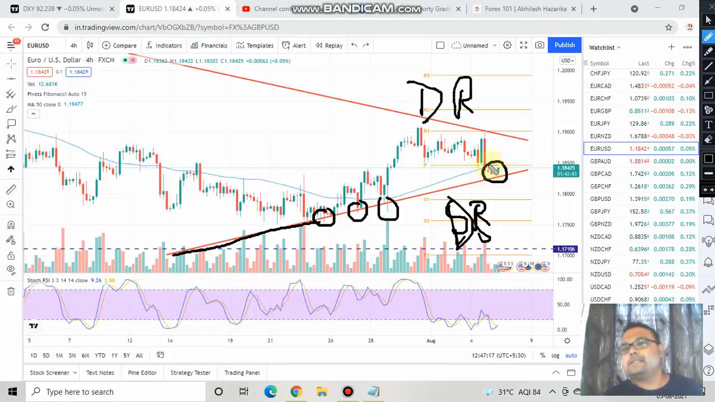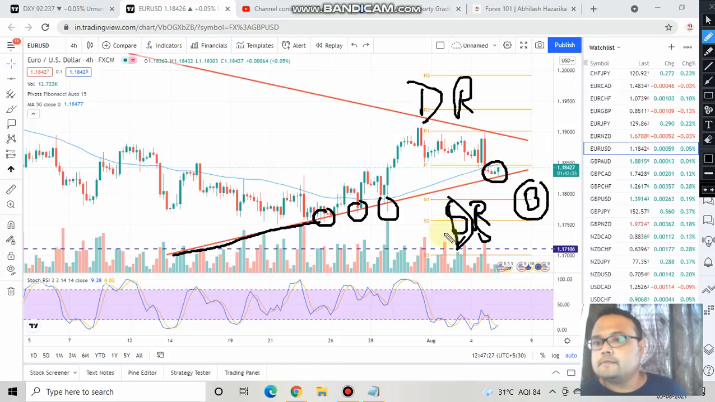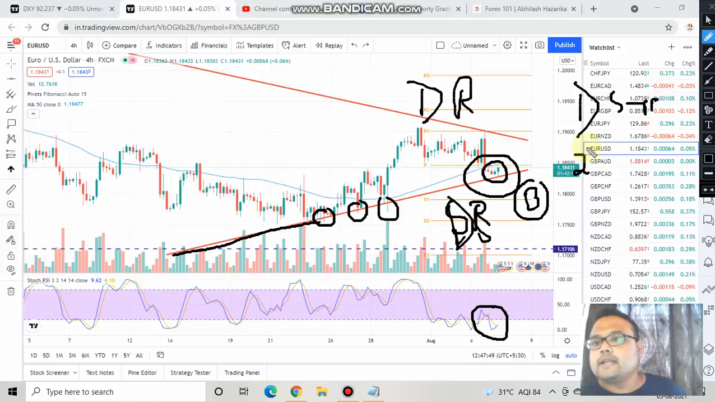And if we consider this support here, then it looks like Euro USD is in a good position to go for a buy here. So I'll say that yes, Euro USD seems to be in a good position to buy, because apart from this support here, you can see that stochastic RSI is also giving us an indication that the market is in the oversold zone. So the first condition is the market is at support. Second condition, the market is oversold.